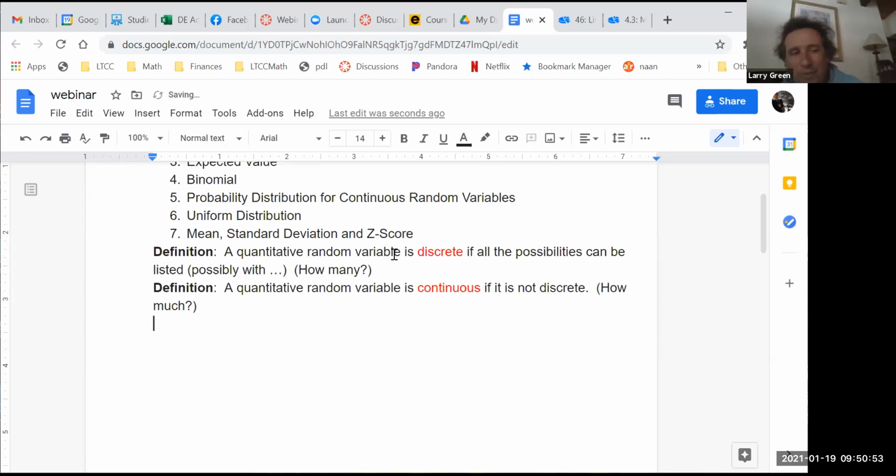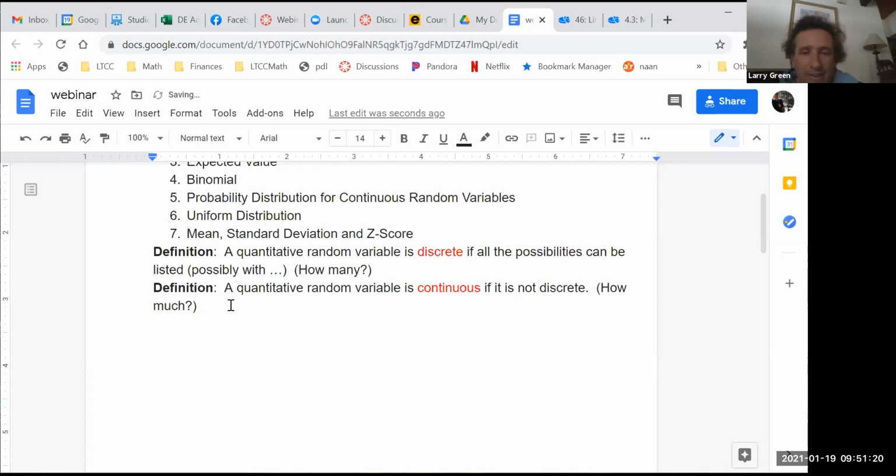Okay, and that's a nice way to kind of hear it and see it, because that works most of the time. There are other questions where you don't say either of those things, but if you can say how many, that's pretty much always going to be discrete. And if you can say how much, that's almost always going to be continuous. Any questions on that idea? Okay, so we're going to start out with discrete.